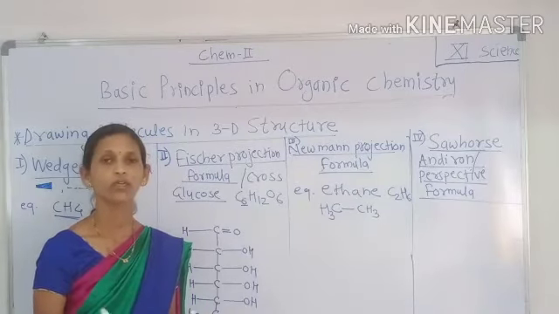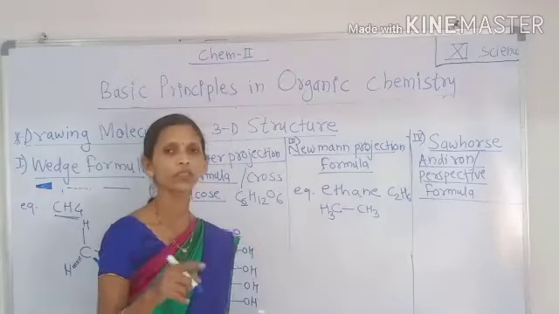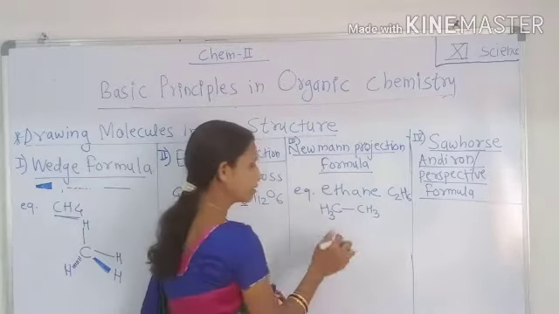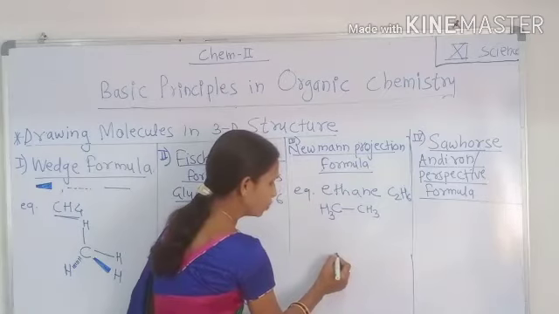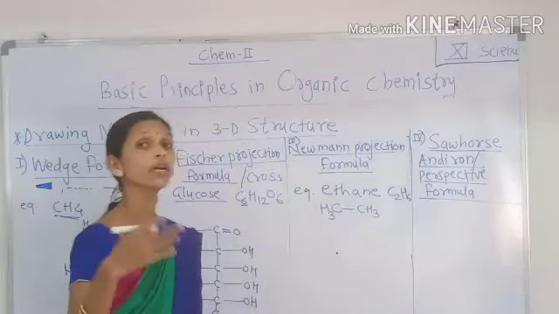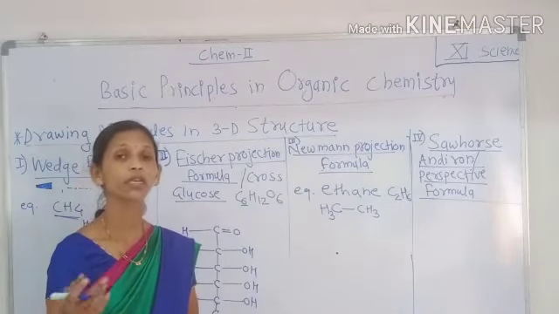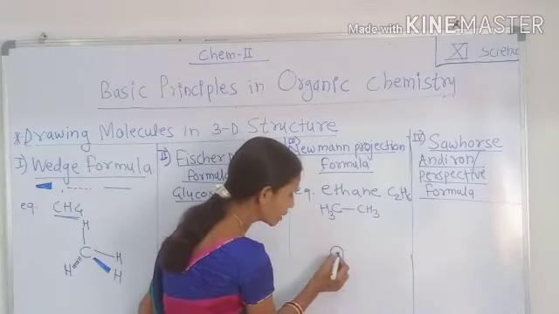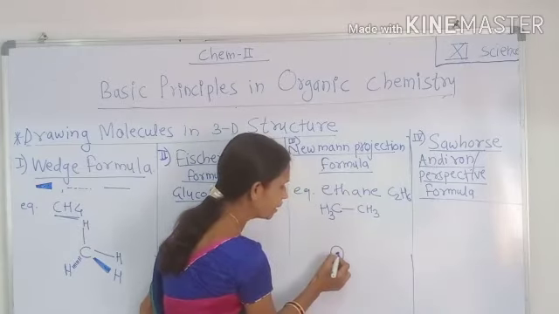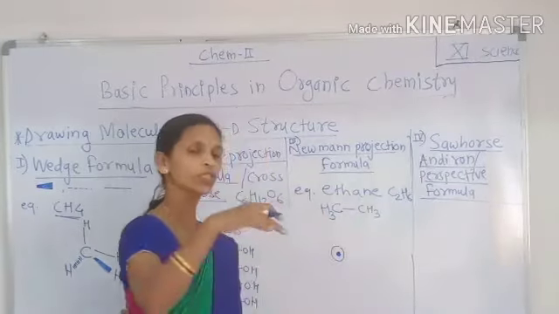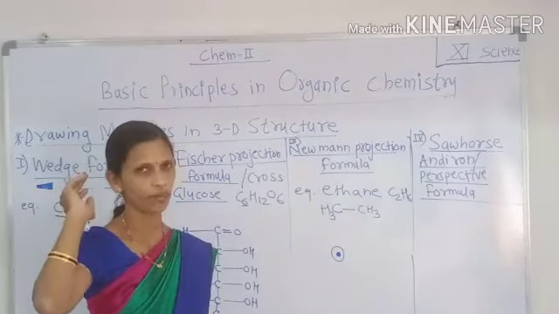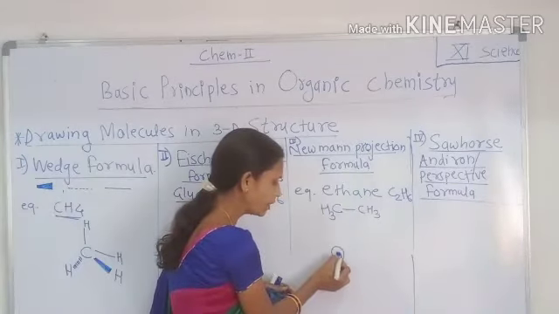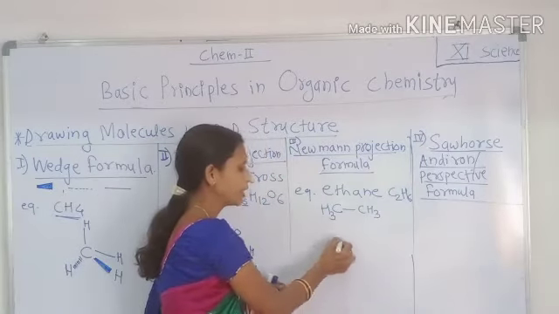the 3D structure of ethane is visualized or drawn by looking along the carbon-carbon single bond on the paper. Then how to draw the carbon-carbon single bond? First of all, there are 2 carbon atoms. The front carbon atom is shown by a dot, and the rear carbon atom, the other carbon atom, is represented by a circle. That means the rear carbon atom is at the back side of the front carbon atom, which cannot be seen by the reader. Therefore, the front carbon atom is represented by a point and the rear carbon atom is represented by a circle.